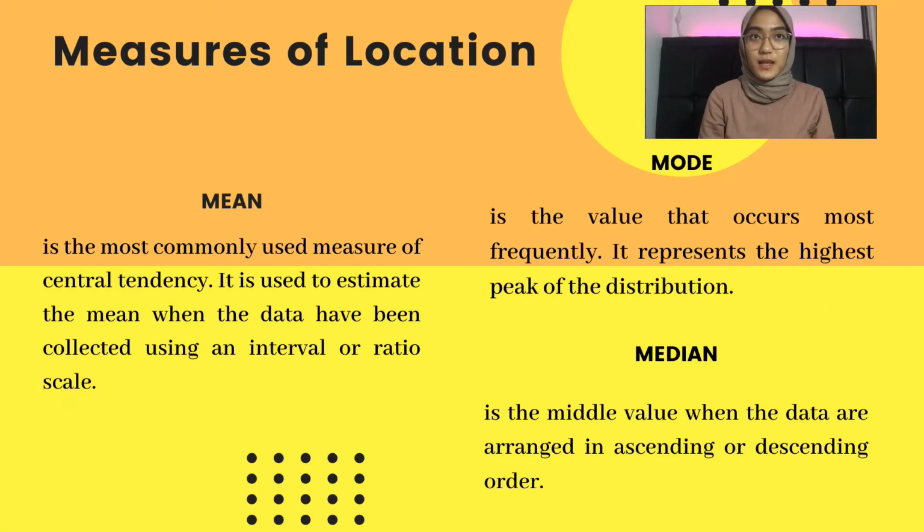Measures of location. There are mean, mode, and median. Mean is the most commonly used measure of central tendency. It is used to estimate the mean when the data have been collected using an interval or ratio scale. Mode is the value that occurs most frequently. It represents the highest peak of the distribution. Median is the middle value when the data are arranged in ascending or descending order.